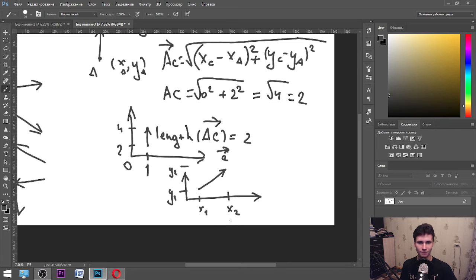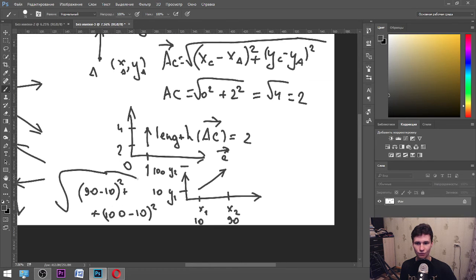Okay, we will do this another way. It will be 100. Yes, it will work. It will be how much? It will be 10. It will be 90. And then it will be 90 minus 10 squared plus 100 minus 10 squared, and it is all with a root. Let's calculate it. It will be 80 squared plus 90 squared. This way. And it equals.